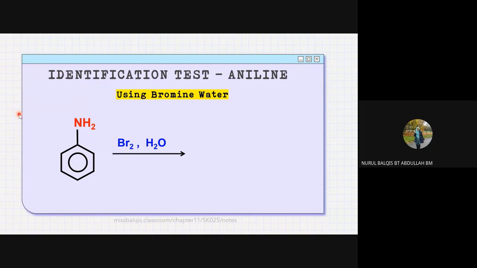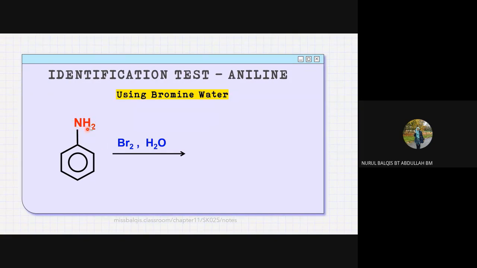Okay, this bromine water sama tak macam dalam phenol? Dia guna bromine water juga. Kita dah jumpa banyak kan bromine water test ni. Dekat chapter 5 ada, dekat chapter 10 ada, dekat chapter 11 pun ada. Chapter 8. So untuk chapter 11 ni, sebab NH2 pun sama macam phenol, dia pun ada banyak elektron kat atas dia. So NH2 basically is electron donating group juga.